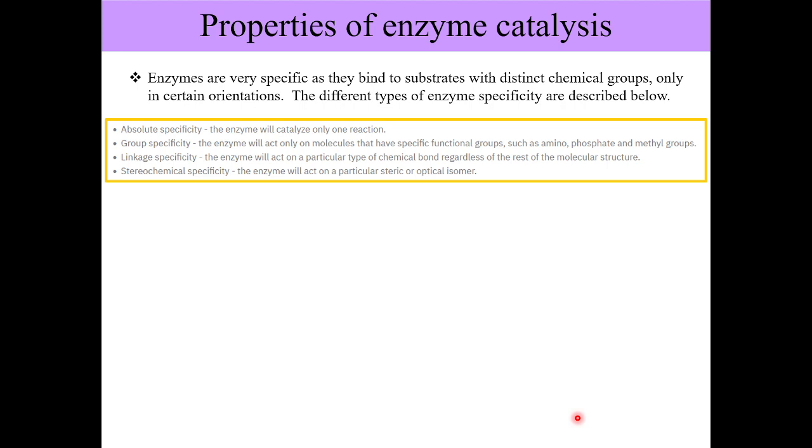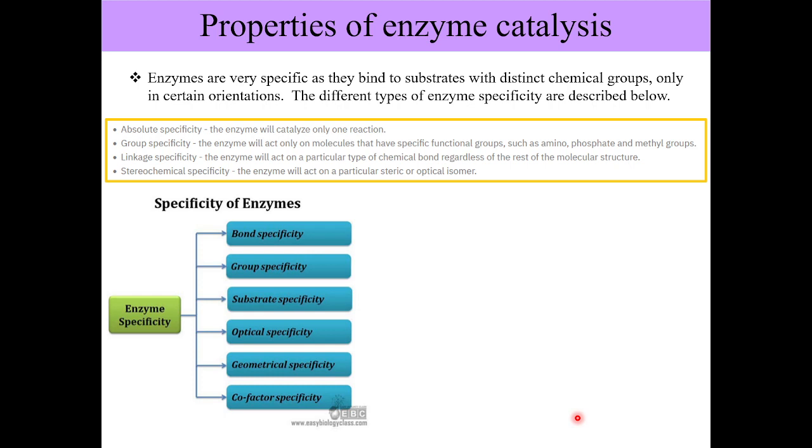Then there is linkage specificity. Here the enzyme will only act on a particular chemical bond regardless of the rest of the molecular structure. Then comes stereochemical specificity. In case of stereochemical specificity, the enzyme will act on a particular steric or optical isomer. So this figure gives you a list of the different kinds of specificity that an enzyme can show. These include bond specificity, group specificity, substrate specificity, optical specificity, geometrical specificity and cofactor specificity.